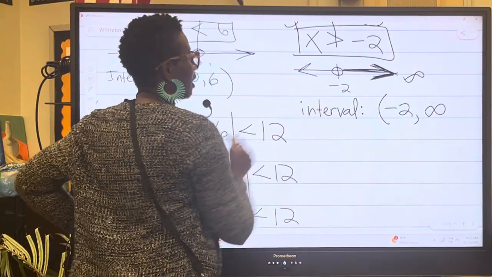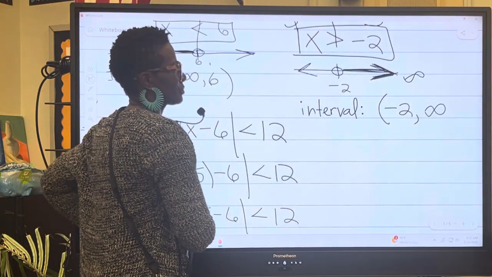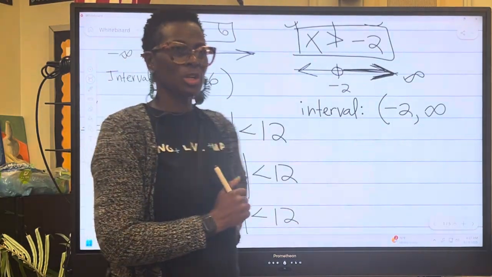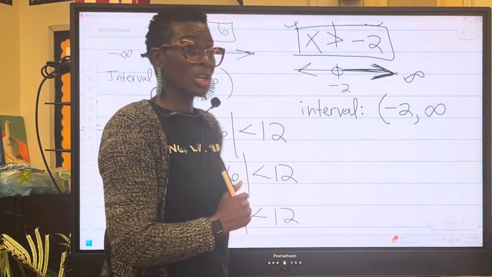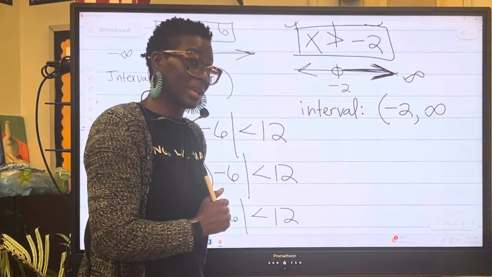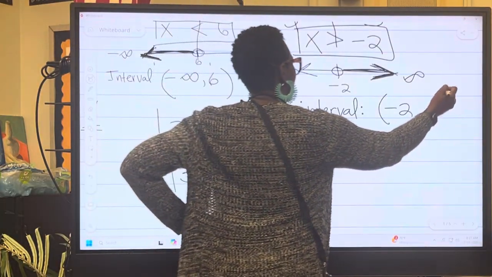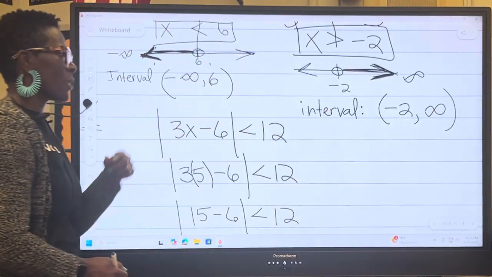All right. What about infinity? Parenthesis or bracket? Is it included or not included? Not included. Do we use a parenthesis or a bracket? Parenthesis. So that's how we write that.